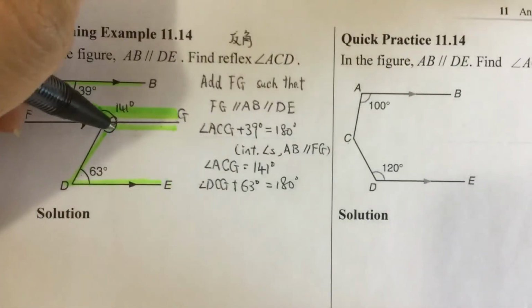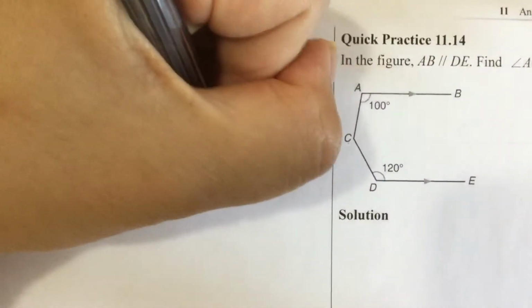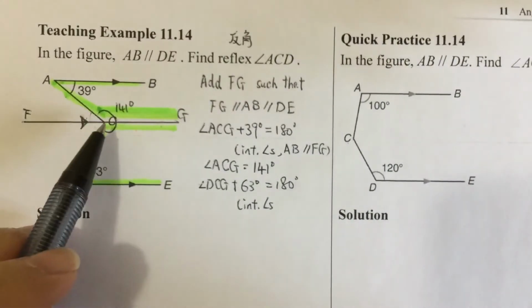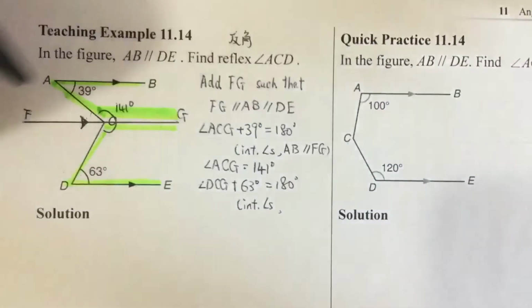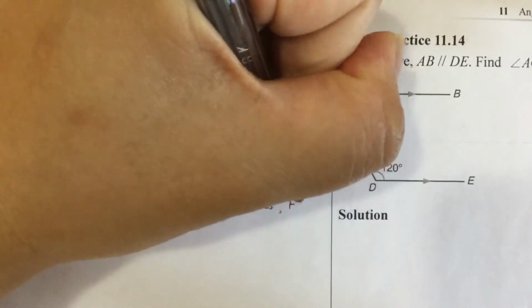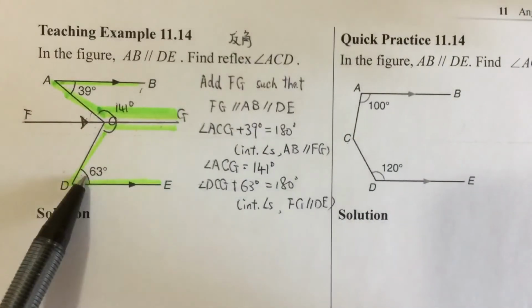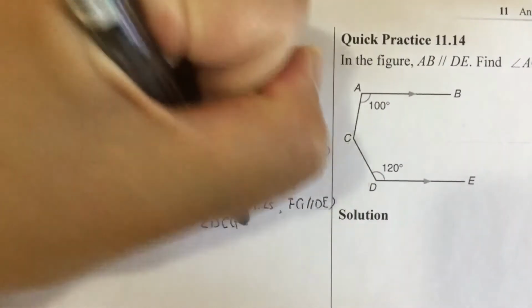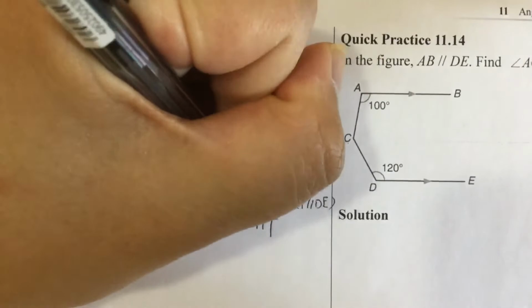Once again, we are equal to this one. And this one is called the interior angle once again. And then below this one is FG parallel DE, not AB, because AB is here and DE is here. So FG parallel DE, so we use these parallel lines. And then we know that the angle DCG will equal 117 degrees.